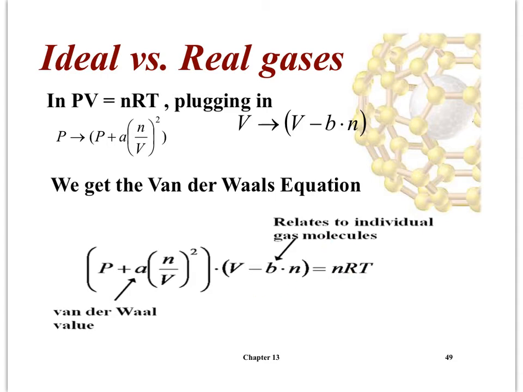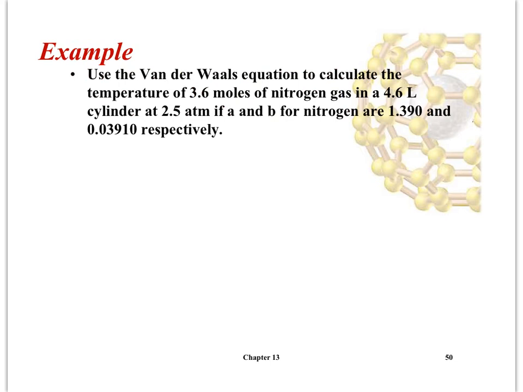So let's look at an example where we would use that. This example says, use the van der Waals equation to calculate the temperature of 3.6 moles of nitrogen gas in a 4.6 liter cylinder at 2.5 atm if A and B for nitrogen are given to you respectively. So they will always give you the values for your constants A and B.